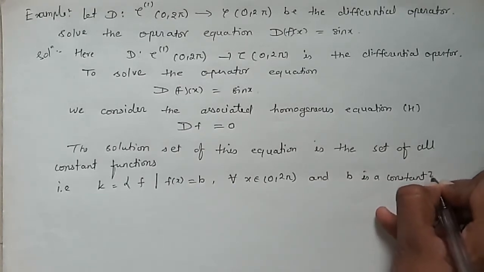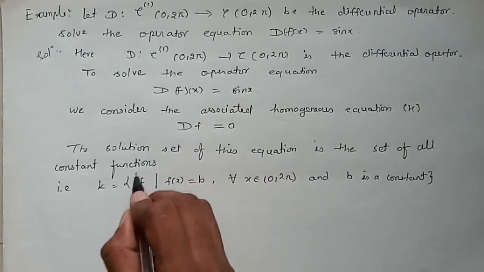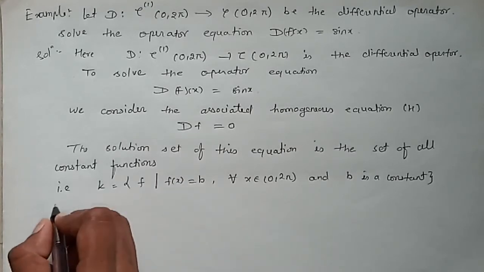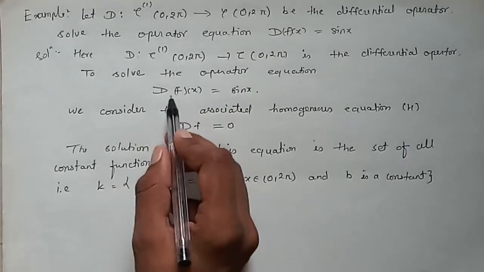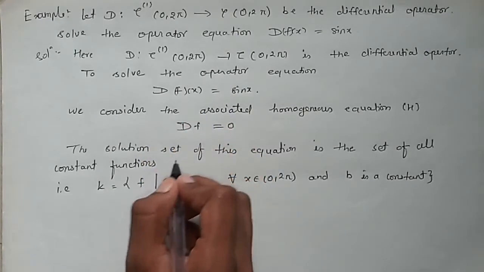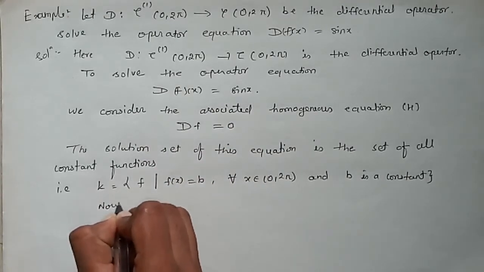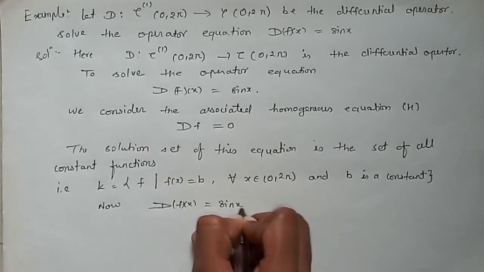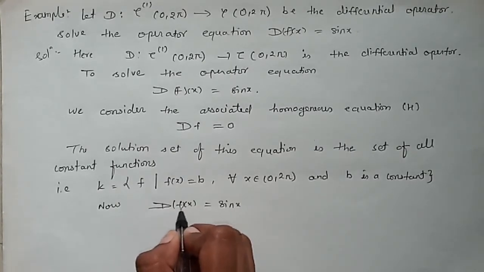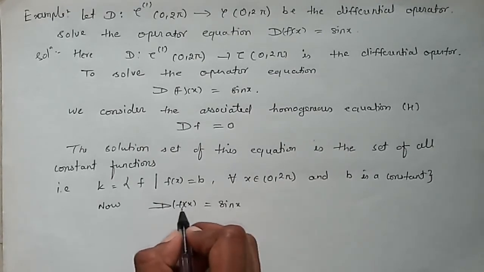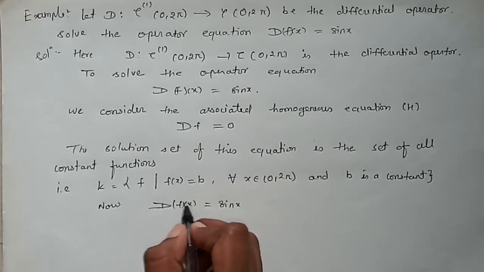So we have found here our homogeneous equation solution. Now to find the non-homogeneous equation solution: D of f of x is equal to sin x. That means, if I have to find the non-homogeneous equation solution, D of f of x is equal to sin x. What was our f of x? Its first derivative is sin x. So we know if our f of x is minus cos x, then we will get its first derivative as sin x.